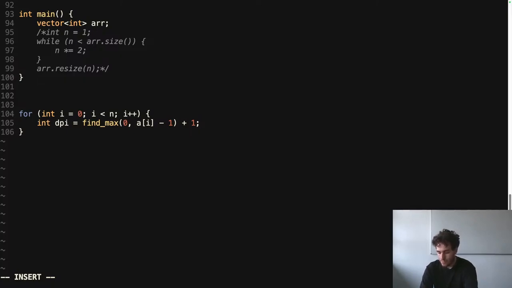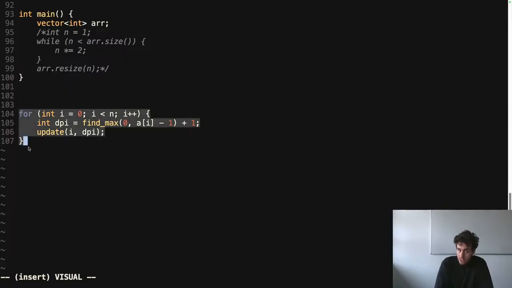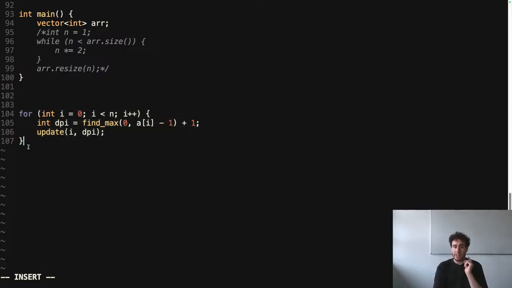I have an error in my notes. Let me fix it quickly. Okay. And then I just need to update my segment tree. So in position i, I set the value to be equal to DP[i]. That's the whole code. This way I compute the whole DP array.